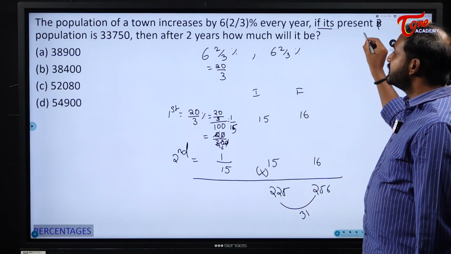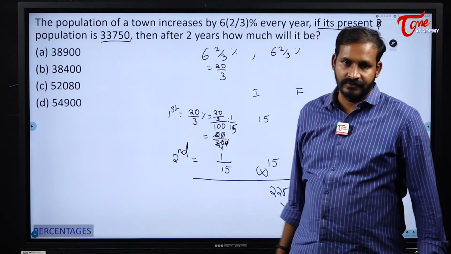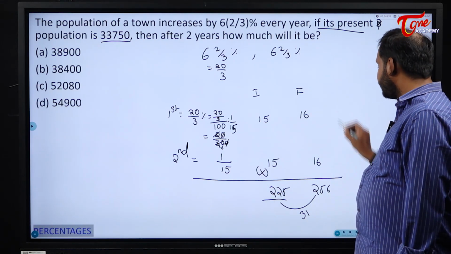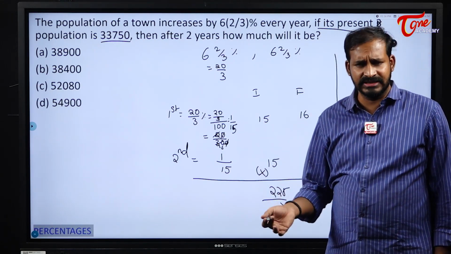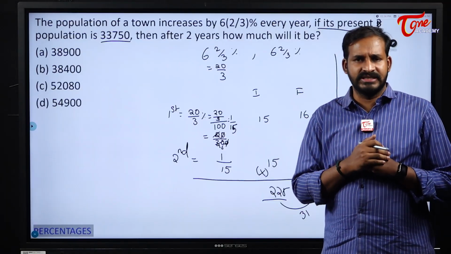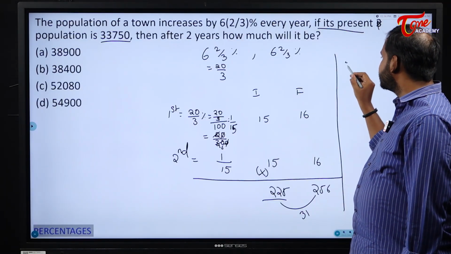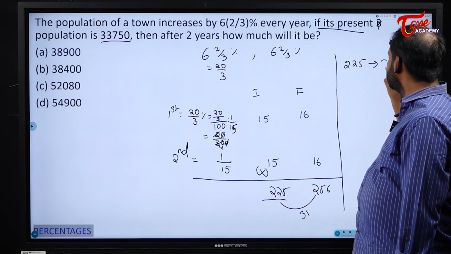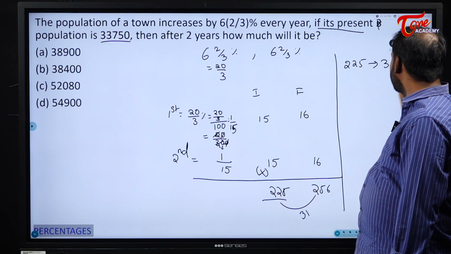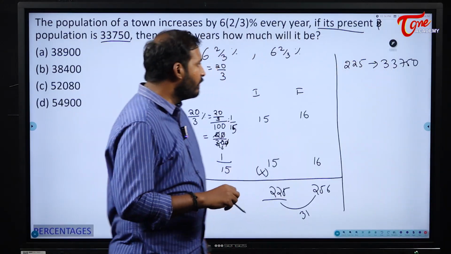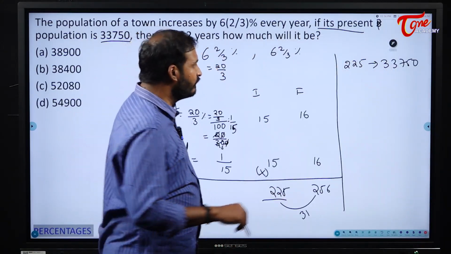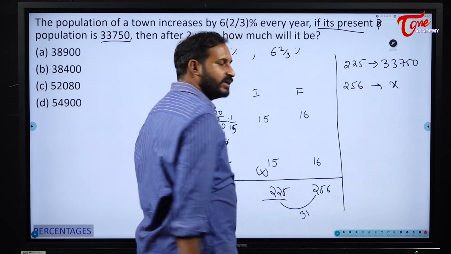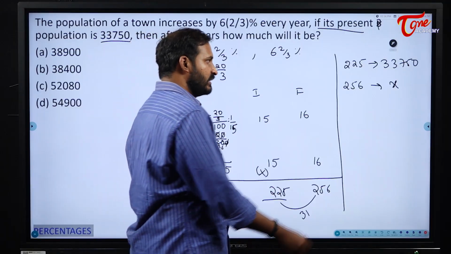Now, if the present population is 33750. What is the present population for us here? 225. So, that means this question is a little bit different, more or less the same thing, but at the end the application changes here. So, present population is 225 parts. That will become how much according to the question? 33750. Okay, good. But finally it will become how much? 256. We need to find what this 256 is. For timing, assume it as some x and cross multiply.